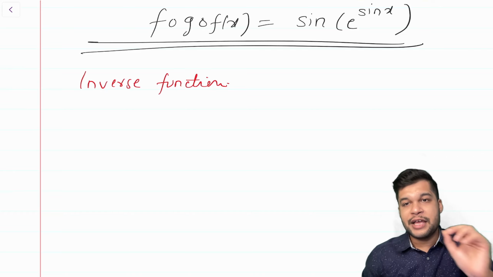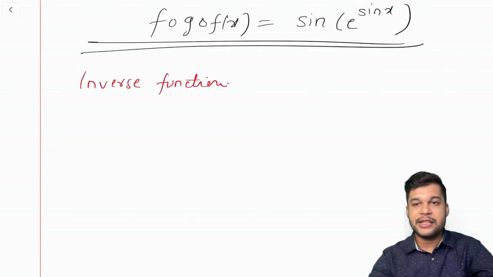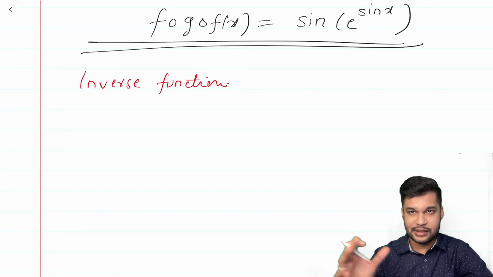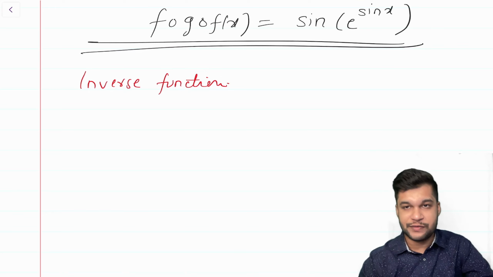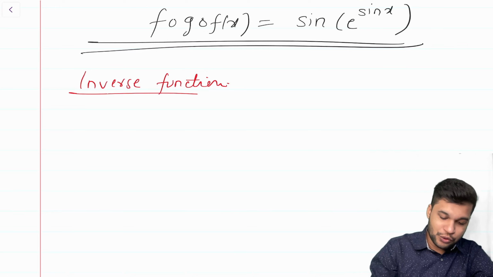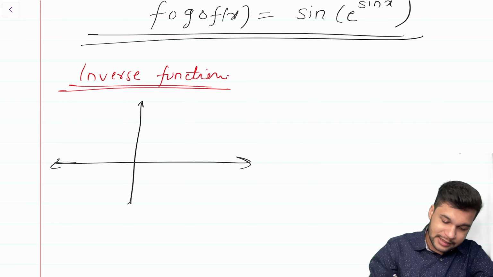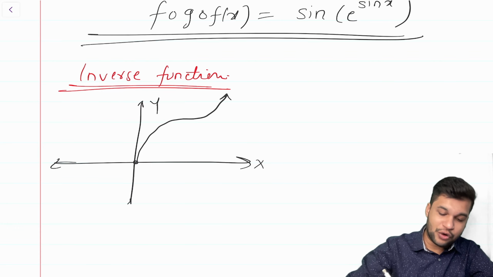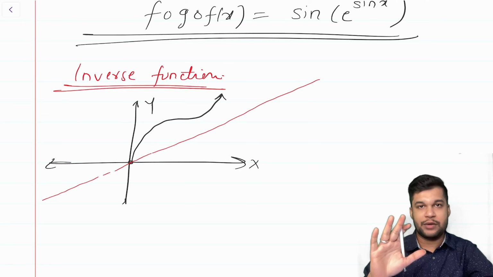If you have a function, and you take the image of that function with respect to the line y equal to x, then the resulting thing that you get is an inverse function. I'm going to show you that. Let's say you have a function. Let's say this is your y-axis, this is your x-axis, this is your origin. Let's say you have a function like this. Now draw a line y equal to x, not f(x). Sorry, y equal to x.